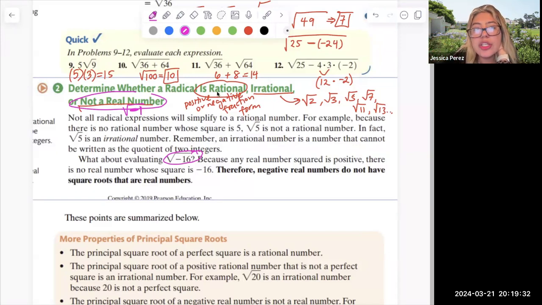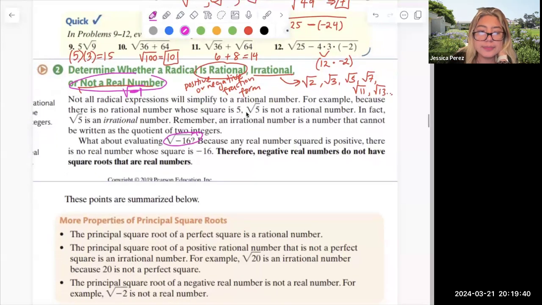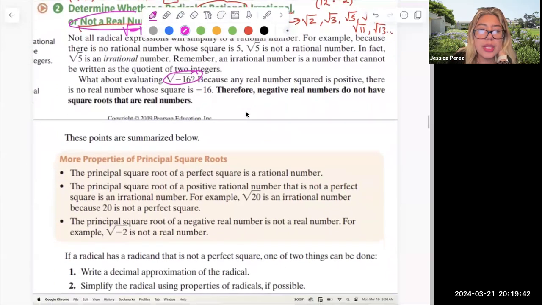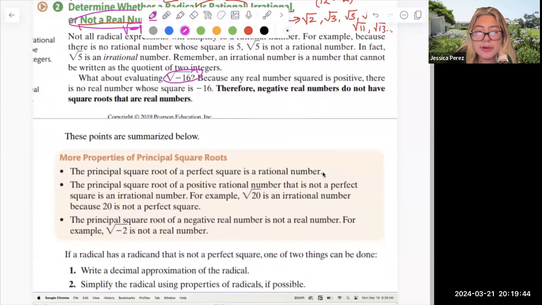So rationals are the ones that we've seen, like 15, the square root of 36, 2 radical 5. Those are okay. So the principal square roots and the perfect roots are rational. So that's what we've done. The square root of 20 is irrational because it's not a perfect square. The principal square root of a negative, see how there's a negative inside? That's not a real number.